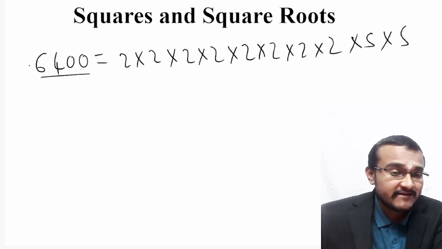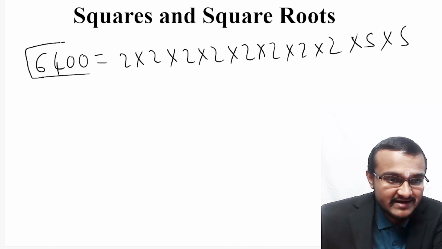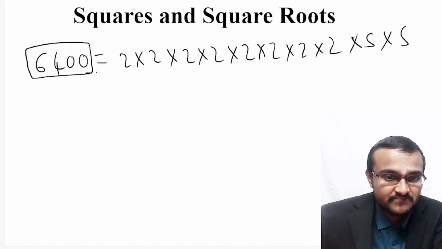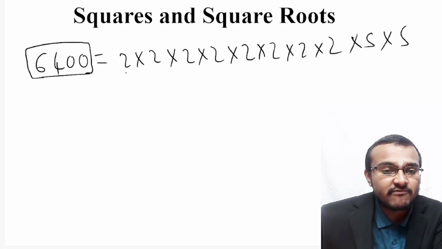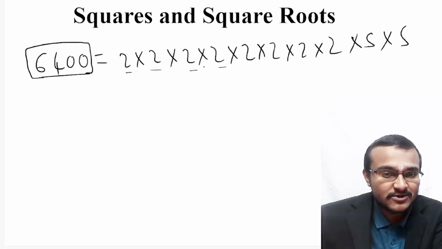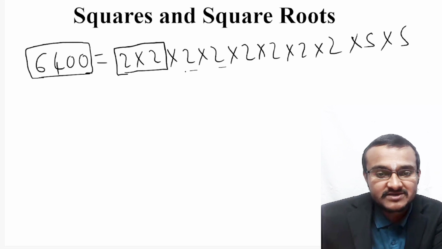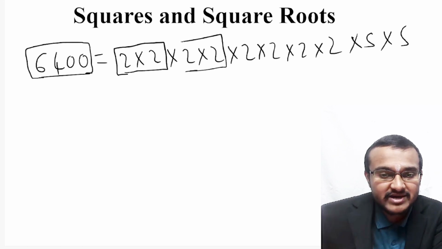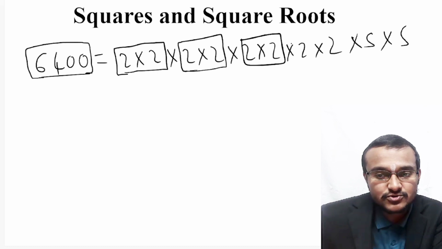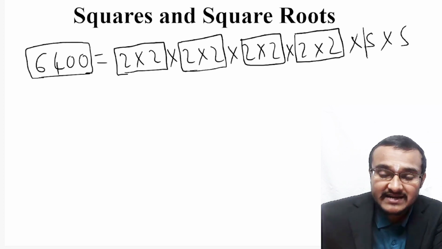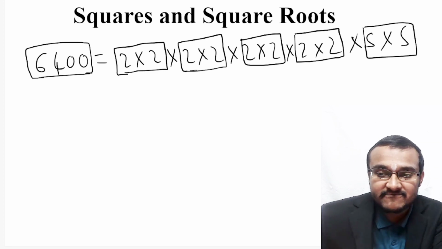Now, if this particular 6400 is a perfect square number, then there will be a pair for every prime number which has got multiplied to get 6400. So this particular 2 will get paired with the next 2. Similarly, this particular 2 will get paired with the next 2. This particular 2 will get paired with 2. This particular 2 will get paired with this particular 2. And the 5 is getting paired with another 5.